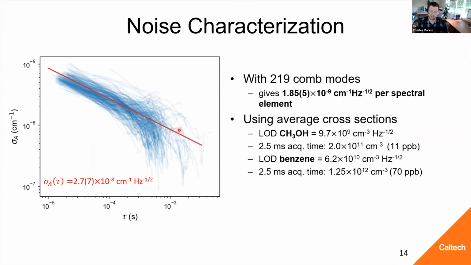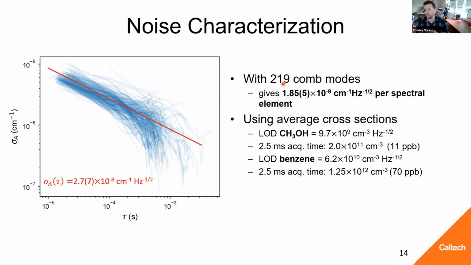So here they are shown in this faded blue. And the average value for the noise equivalent absorption, so scaling that noise to the effective path length, we get an NEA of 2.7 times 10 to the minus 8 per centimeter per root hertz. And if we scale this by the square root of the number of comb modes, which takes into account the multiplexed advantage of a frequency comb measurement, we get a value of 1.85 times 10 to the minus 9 per centimeter per root hertz per spectral element.